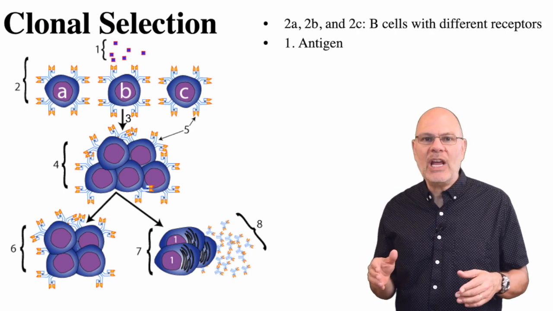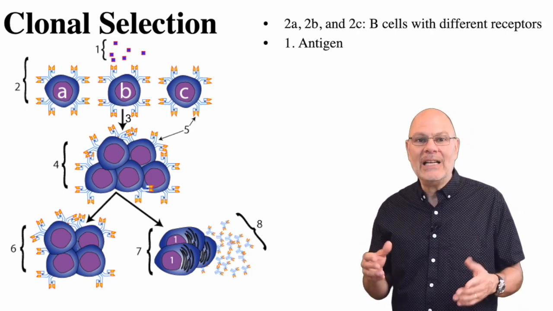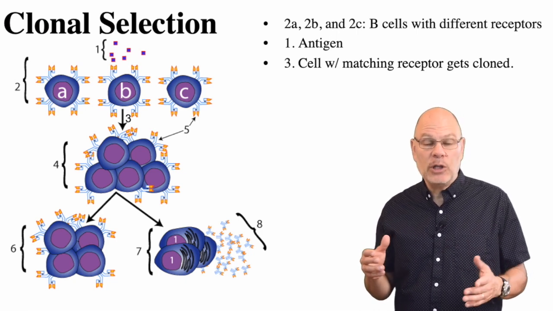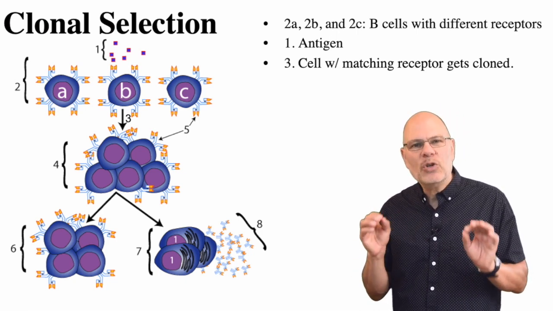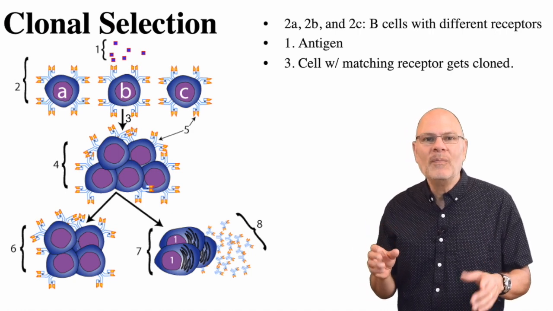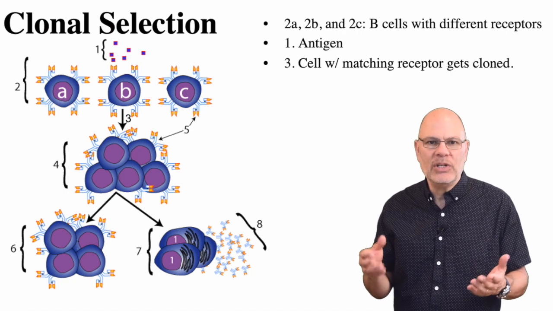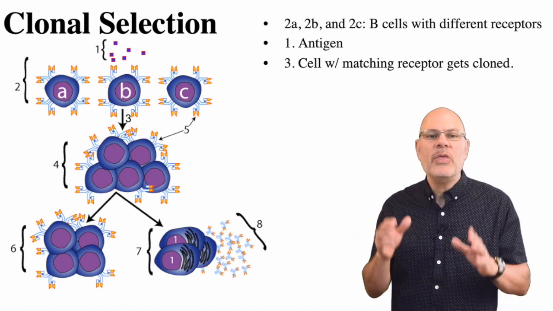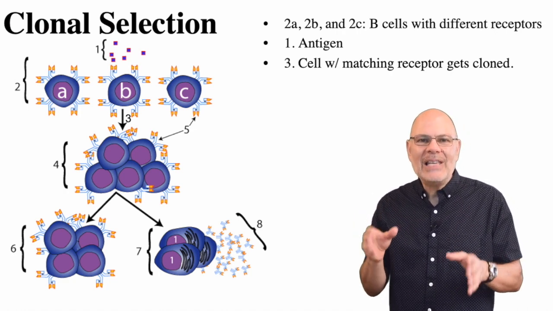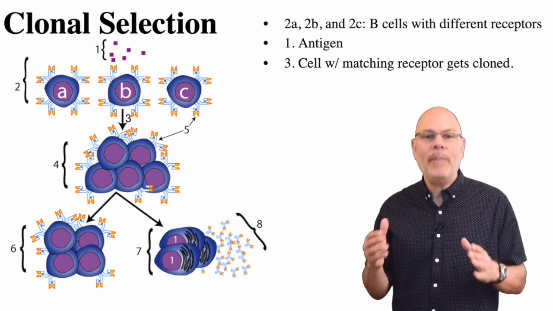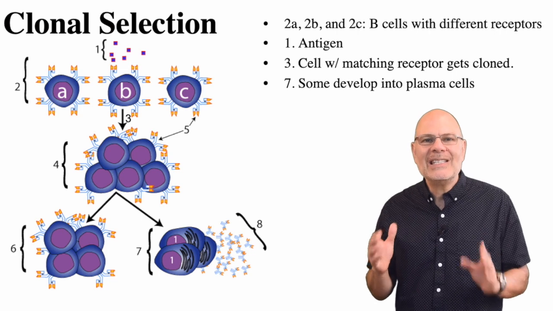Because of that matching shape, cell 2B becomes activated and gets cloned into millions of copies. The process of cloning is indicated by 3, and the resulting clones are shown at 4. Note that the antigen binding site on every cell in this clone is the same. That's the point. They're clones. As the cells within this clone continue to develop and differentiate, they have two basic fates. One is shown at 7.